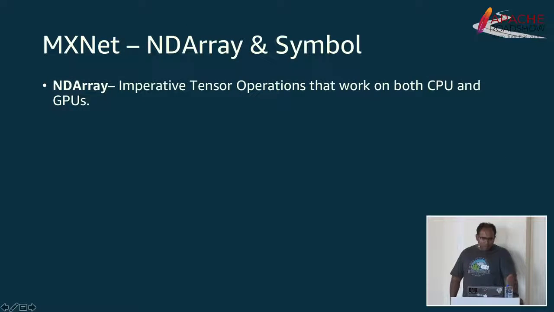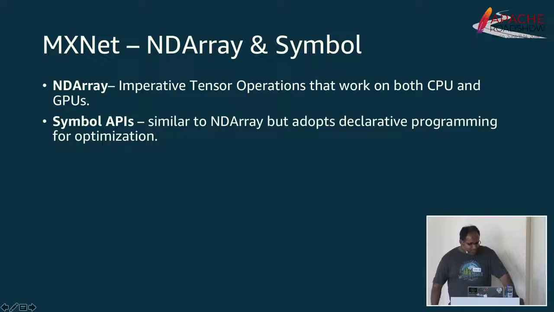Let's look at a few constructs in MXNet. The first one is NDArray. It's nothing but a multi-dimensional array. This supports imperative tensor operations that work on CPU and GPU. Tensor is used interchangeably with multi-dimensional array, but if mathematicians hear me say that, they get very upset. Tensors are much more than multi-dimensional arrays, which represent relationships of data at a higher dimension.